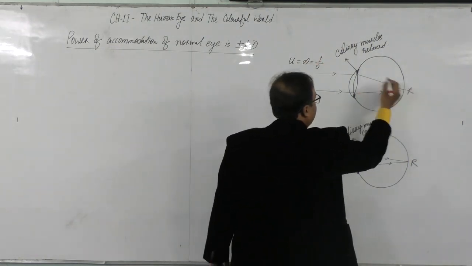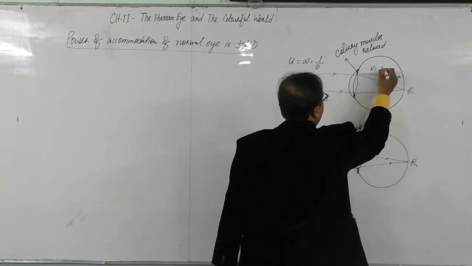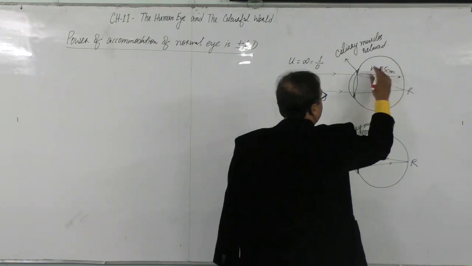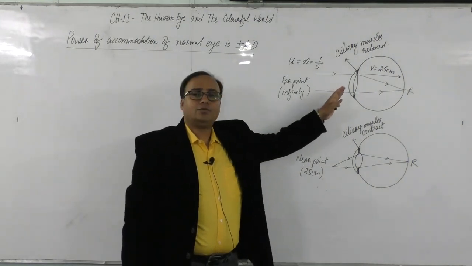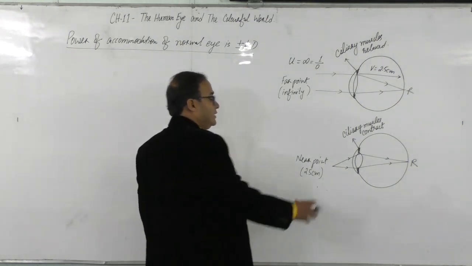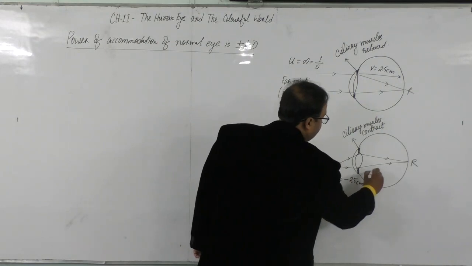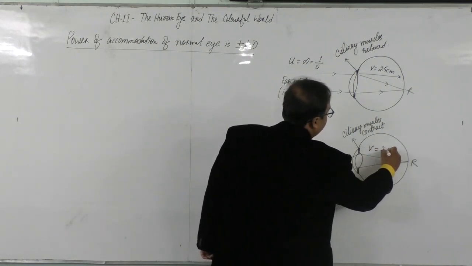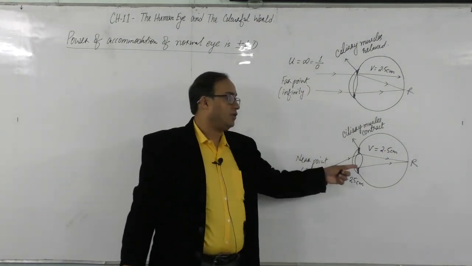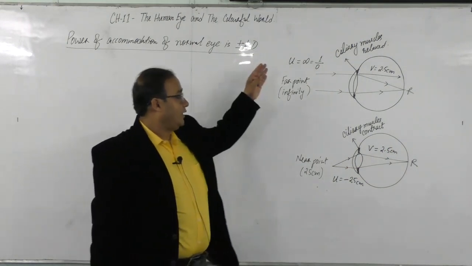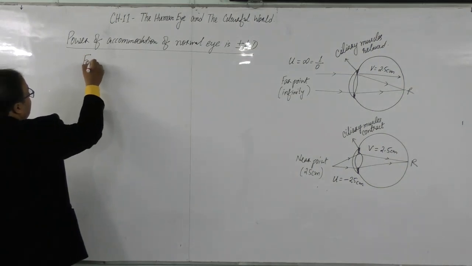इमेज कहाँ पे फॉर्म हो रहा है? रेटिना में. तो इमेज डिस्टेंस can be considered as 2.5 सेंटीमीटर. वैसे डायमीटर is 2.3 सेंटीमीटर, लेकिन न्यूमेरिकल्स में ये डायमीटर around 2.5 सेंटीमीटर लिया जाता है. और जब नियर पॉइंट का कैलकुलेशन होगा तो ऑब्जेक्ट डिस्टेंस -25 सेंटीमीटर हम लोग लेंगे. इमेज डिस्टेंस will be the same 2.5 सेंटीमीटर. So we'll calculate power of the eye lens in this situation for far vision as well as near vision. So first I am doing the calculation for far vision.